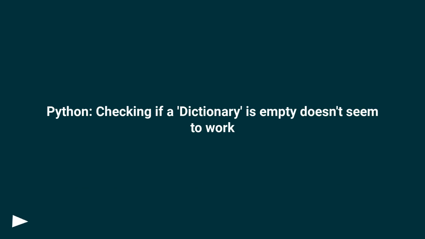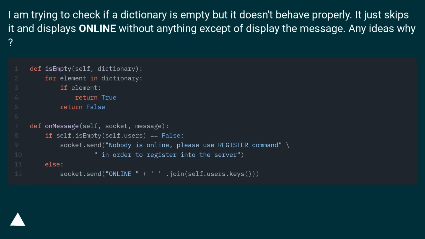Python. Checking if a dictionary is empty doesn't seem to work. I am trying to check if a dictionary is empty, but it doesn't behave properly. It just skips it and displays online without anything except to display the message. Any ideas why?